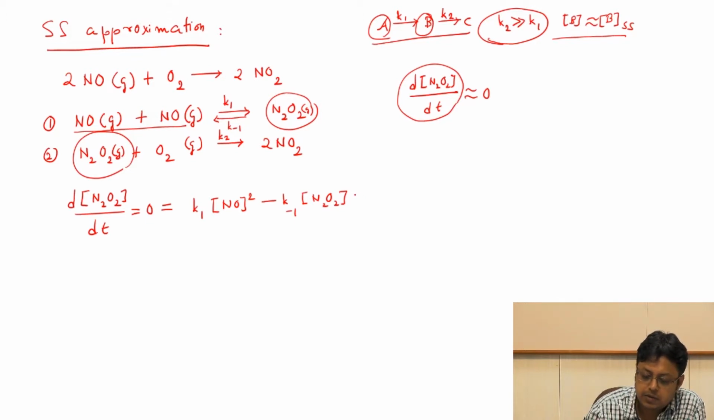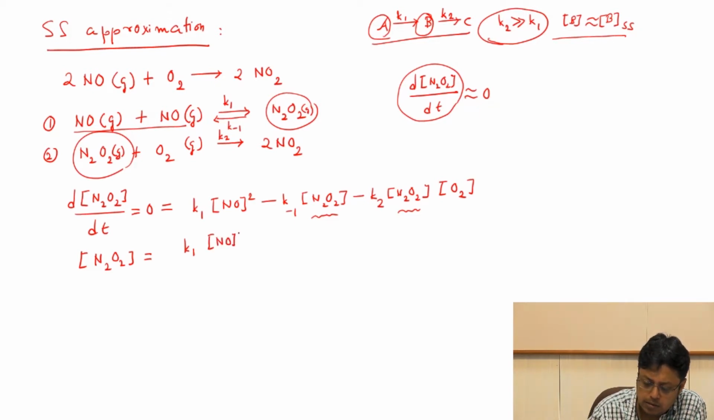And then again it is destroyed at a rate in the second step. Destroying means we write a negative sign because it is being consumed. It will be K2 into N2O2 into oxygen. Now we can just arrange terms. This is 0, so you can readily figure out what the N2O2 concentration is. N2O2 appears here and here, so it will be K1 into NO concentration square divided by K minus 1 plus K2 into O2.